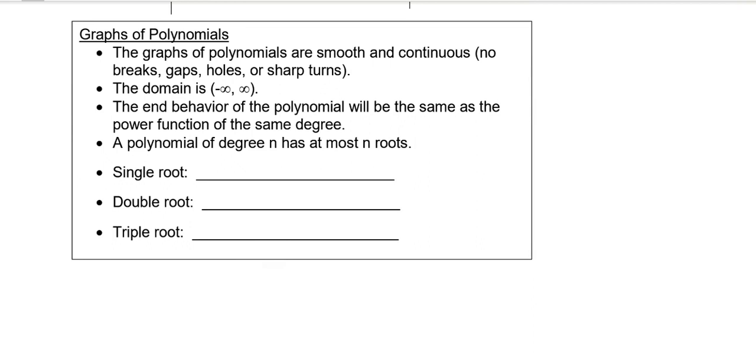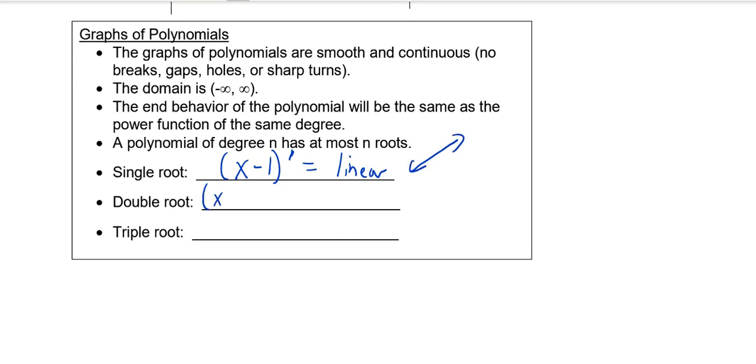Alright, your domain on a polynomial will be from negative infinity to positive infinity. And the end behavior of the polynomial will be the same as the power function of the same degree. So we've got a single root. We're just going to come up with x minus 1. That would be your linear parent function, or a linear function. And so that's going to be linear. Our ends are going to be pointing away from each other. And we know that it goes on for infinity. There's no gaps, no bumps, no holes, no sharp turns. Okay, it won't look like that.